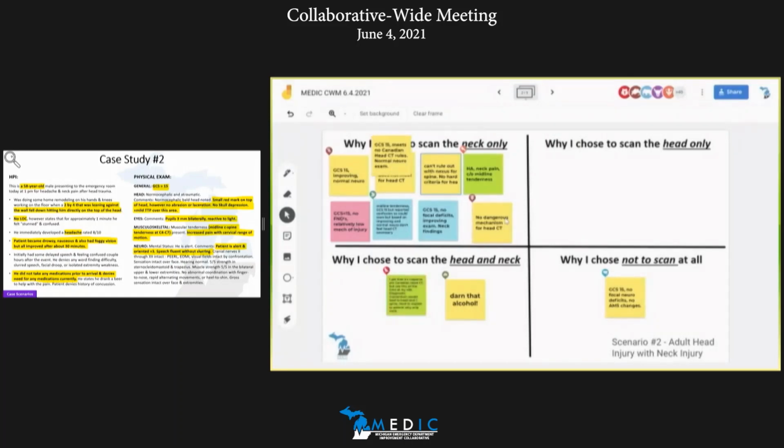I get that it's negative per the Canadian head CT, but this is all the time at my site. Diagnostic momentum would lead to head and C-spine. Hard to explain to the patient why only neck. Sure. Yeah.